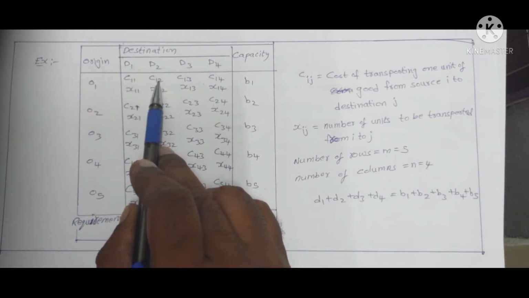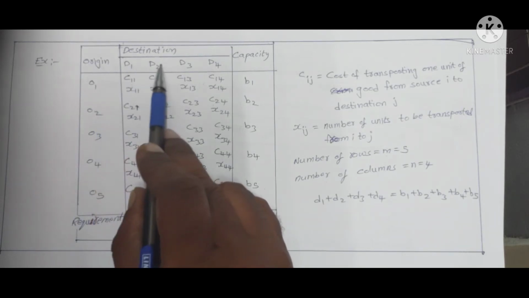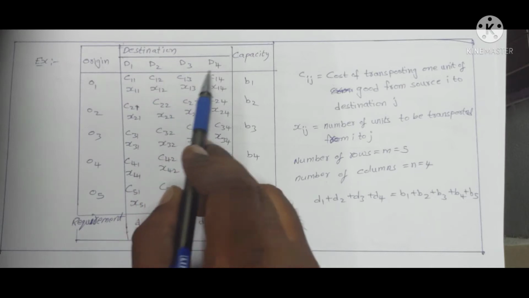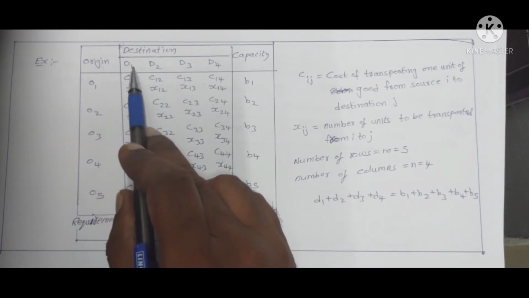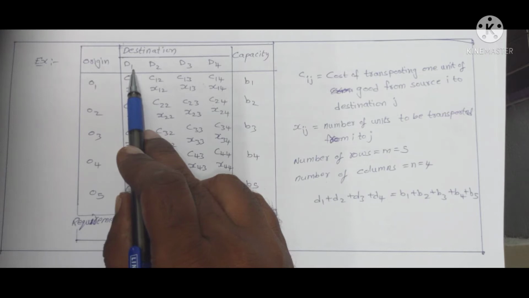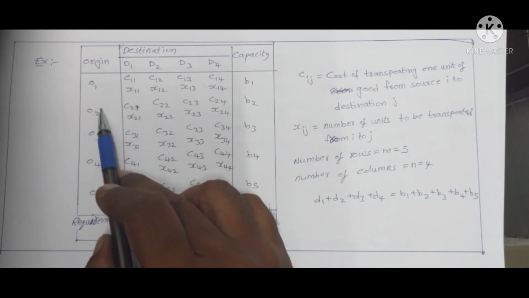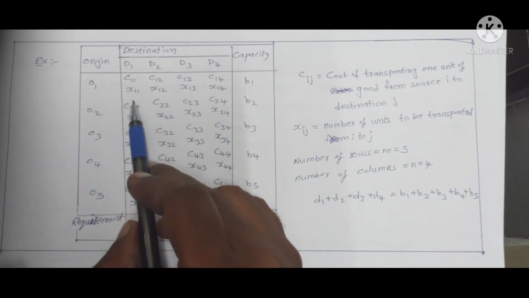Similarly, C12 is the transportation cost of a good from origin O1 to D2. Like that we have C13, C14, and next C21. C21 is the transportation cost from origin O2 to destination D1. That means we have to transport a good from origin O2 to D1 with a cost of C21 for one single good.